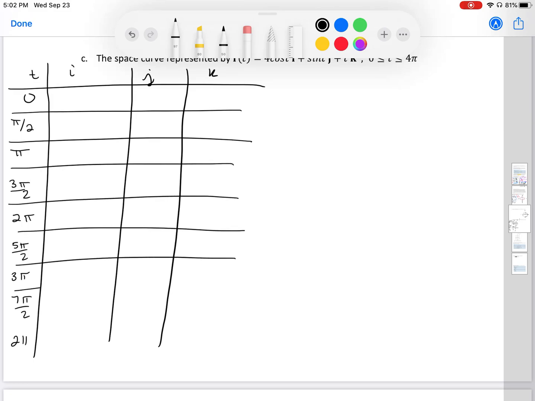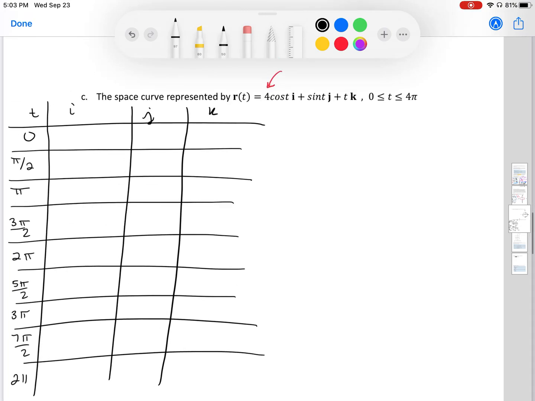Okay, let's go ahead and plug in all these values. Let's begin by plugging in 0 into each one of these, and each one gets its own box, just like we did before. So cosine at 0 is 1, 1 times 4 is 4, sine at 0 is 0, and t at 0 is 0. At pi over 2, cosine is 0, so that's 0. Sine is 1, so it's just 1.